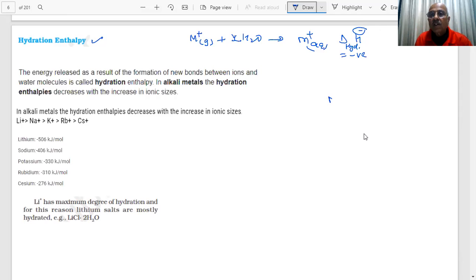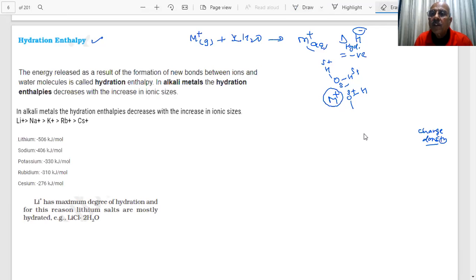Why? Look, you have M plus, there is a charge density, students. Charge density. Larger the charge density means more the charge, smaller the size. More intense the charge, smaller the size. What will happen? There will be more water molecules which will surround it, students. This is negative, this is positive. Lots of water molecules are going to come, students.